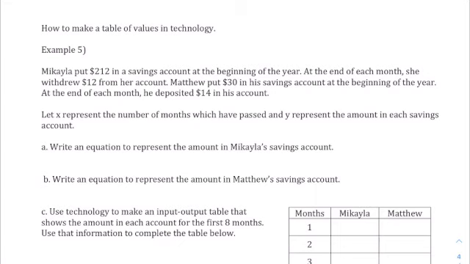The first thing says, let X represent the number of months which have passed, and Y represent the amount in each savings account. Make sure you keep that in mind. X is the number of the month. Y is the amount that's in the account. A. Write an equation to represent the amount in Michaela's savings account.